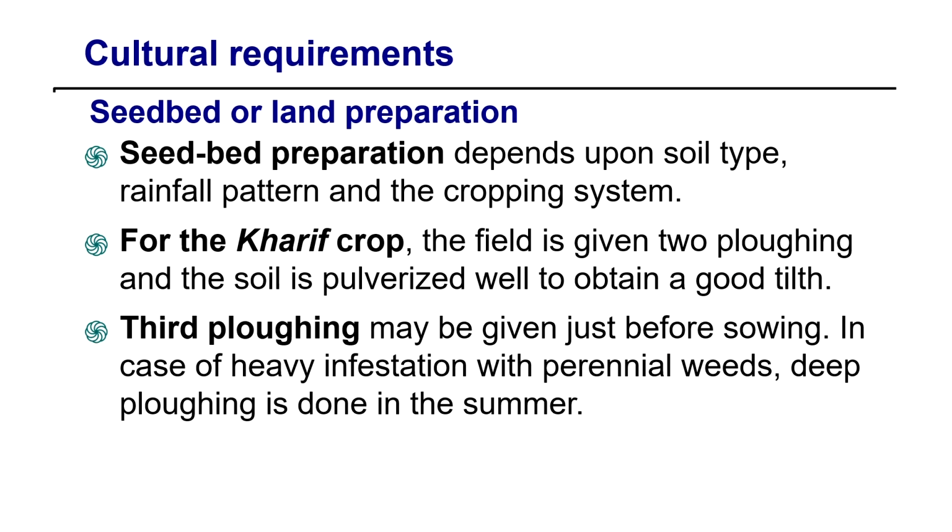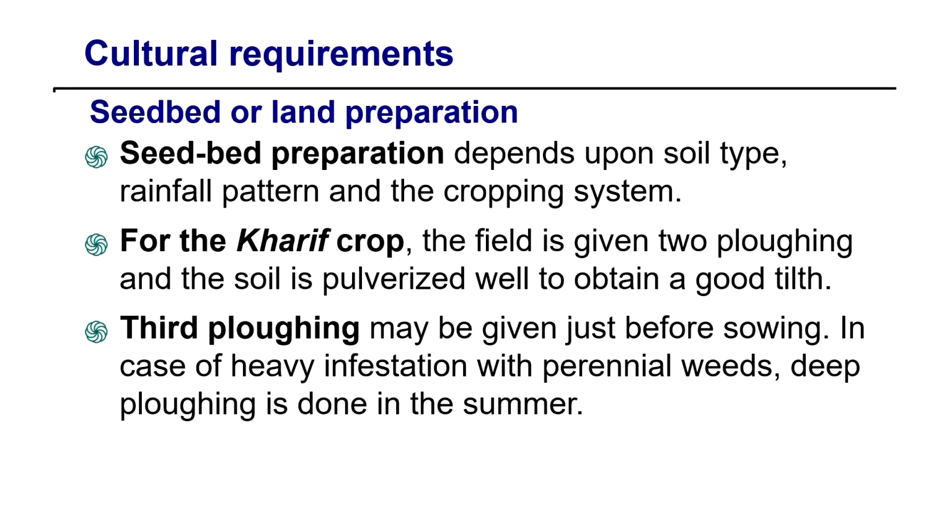Now let us go to the cultural requirements, meaning how to actually cultivate this crop: how to go for land preparation, what should be the seed rate, how to go for seed treatment, spacing. All these cultural practices we are now going to discuss. First of all, it is seed bed or land preparation. Seed bed preparation depends upon soil type, rainfall pattern and the cropping system. So a number of factors will determine the seed bed preparation and what kind of tillage you are going to adopt. The land preparation will be different for conservation tillage as well as for conventional tillage.